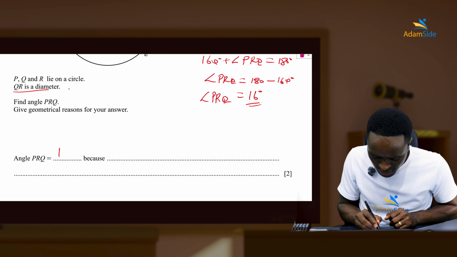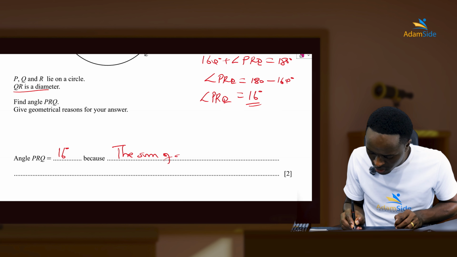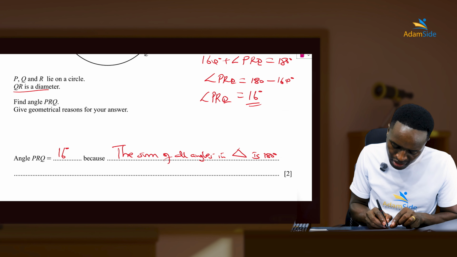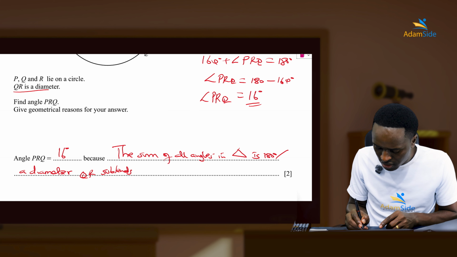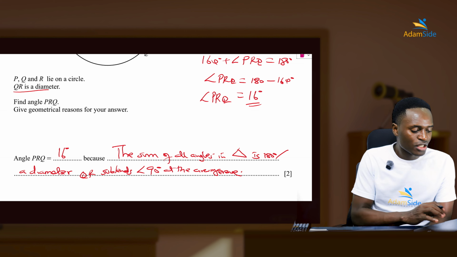So angle PRQ is equal to 16 degrees because the sum of all angles in a triangle is 180 degrees. And then we can say another reason: diameter QR subtends an angle of 90 degrees at the circumference. That's it. You get your point.